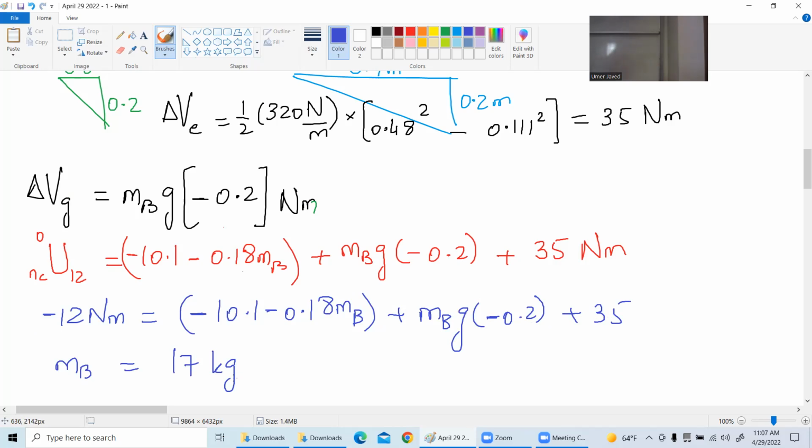You have to find U12. That's because of external force, because of non-conservative. It is equal to the change in gravitational potential energy. If the mass has a decrease in gravitational potential energy, then you have to put a negative sign there. If there's an increase in gravitational potential energy, there will be a plus sign.